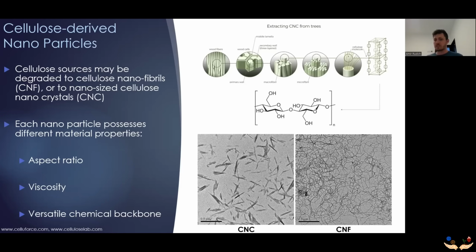These two materials are still composed of cellulose, which in turn is composed of very long chains of just glucose units, which, with the abundance of hydroxyl groups found on them, provide us a very versatile chemical backbone to do a lot of different chemistries onto them.